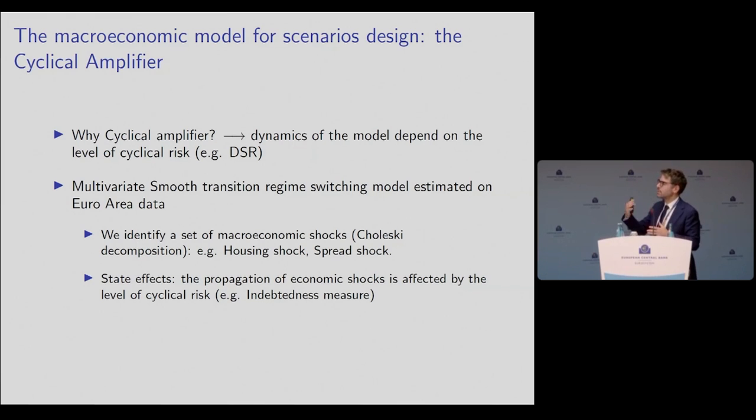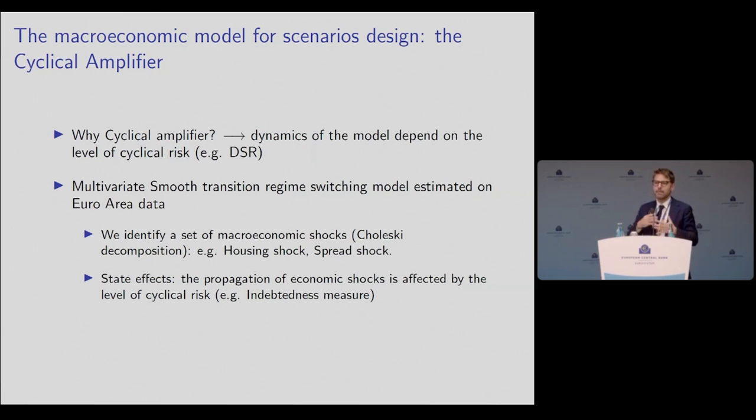And also we see the role of this type of cyclical risks in the amplification of the shocks. The model is a multivariate smooth transition regime switching model estimated on the euro area. We estimate this model, and then we identify the set of macroeconomic shocks. Here I'm going to focus more on the housing shock and the spread shock, but one could also consider other types of shocks. For the implementation of the risk buffer, the use of this structural identification is not a necessary condition.